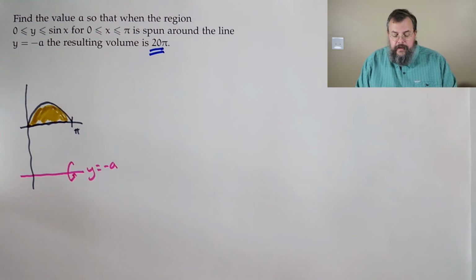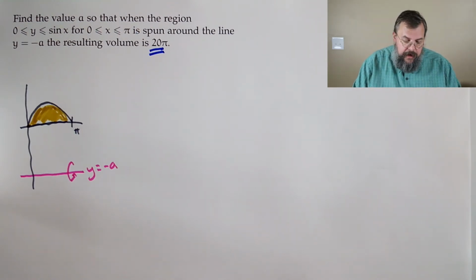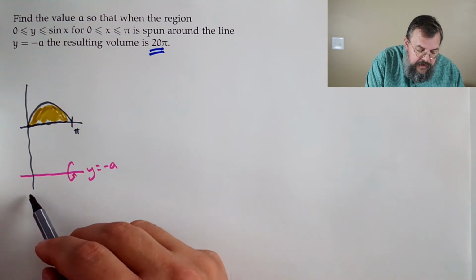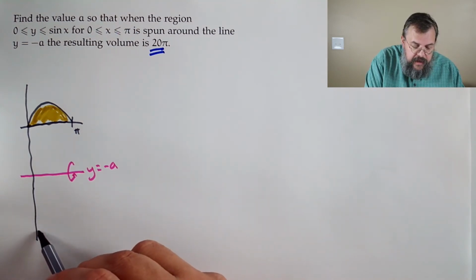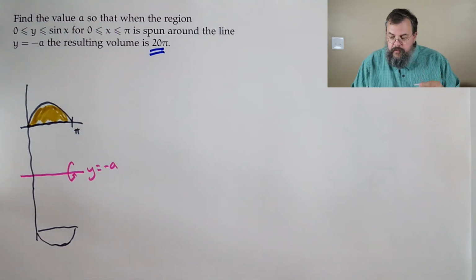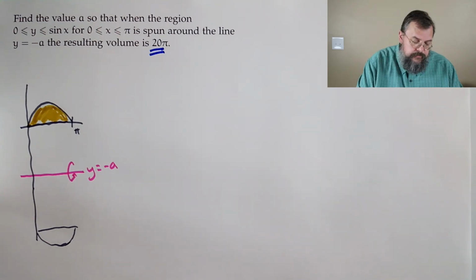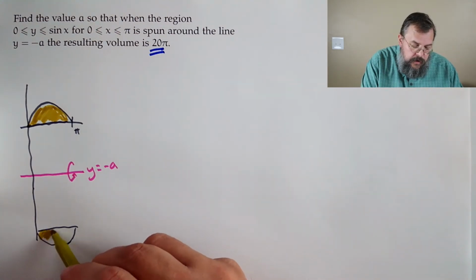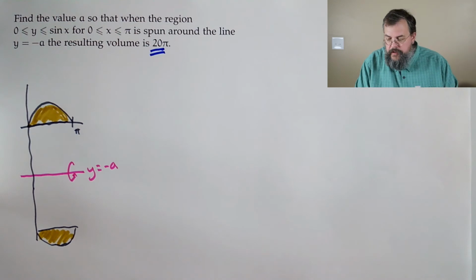All right. And once we spin it that way, lo and behold, the volume that comes out will be 20 pi. All right. So we have an idea sort of in mind. And so the question is, what should A be to give us this right answer? All right, well, what do we do? Well, the answer, of course, is we think about the formula.